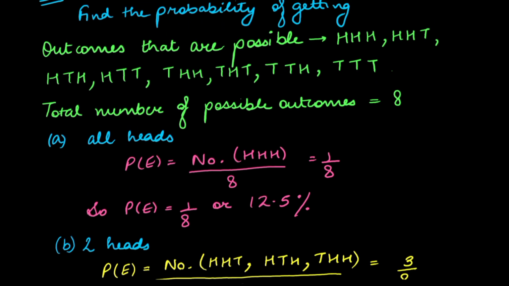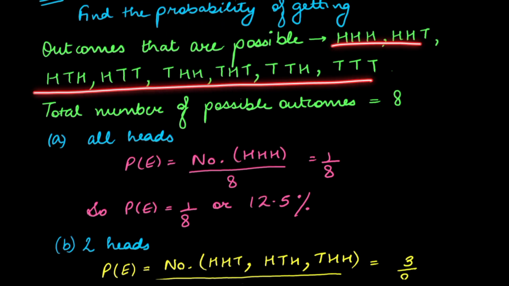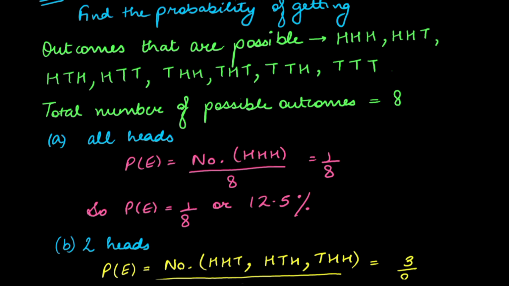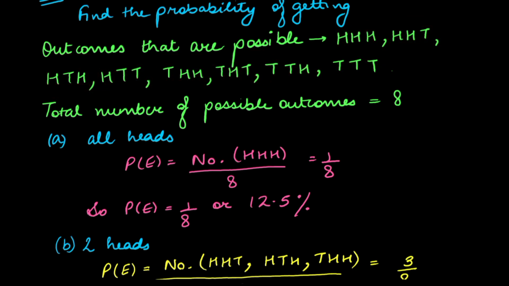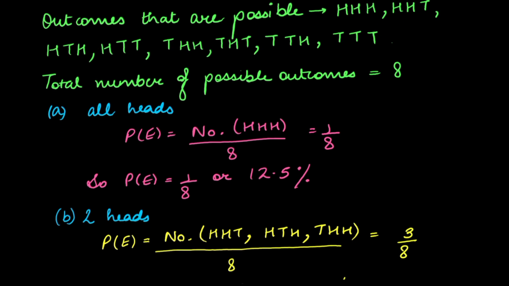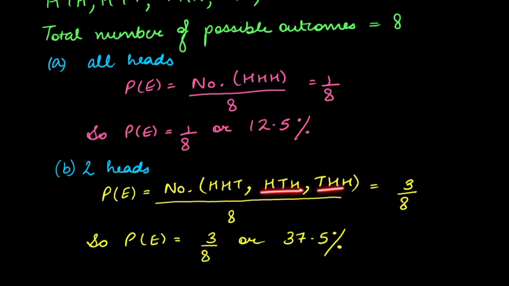Now 2 heads. In all these 8 possible outcomes, we have to see how many outcomes have 2 heads. That will be the number of favorable outcomes that we need. 3 heads no, 2 heads yes, 2 heads yes, 1 head no, 2 heads yes, 1 head no, 1 head no, 0 head no. So there are 3 favorable outcomes that have 2 heads in them. These are HHT, HTH and THH, which makes the number of favorable outcomes 3. So the probability of getting 2 heads is 3 by 8, that is 37.5%.